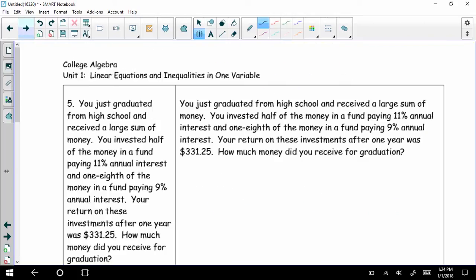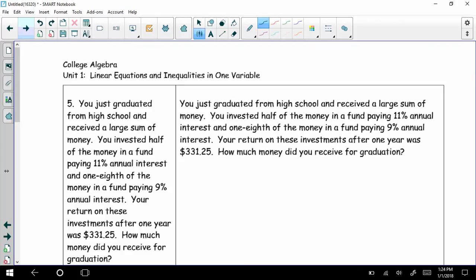Okay, so in this situation, we just graduated high school and received a large sum of money. You invest half of the money in a fund paying 11% annual interest, and you invest 1/8 of the money in a fund paying 9% annual interest. Your return on these investments after 1 year is $331.25. How much money did you receive for graduation? And try to avoid the whole concept of, well, I would just count it in the first place. Yeah, I get it. We're trying to work on a process of solving the problem. We're not working on necessarily the realistic logistics of it.